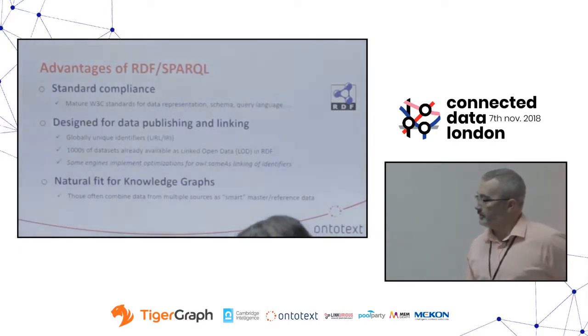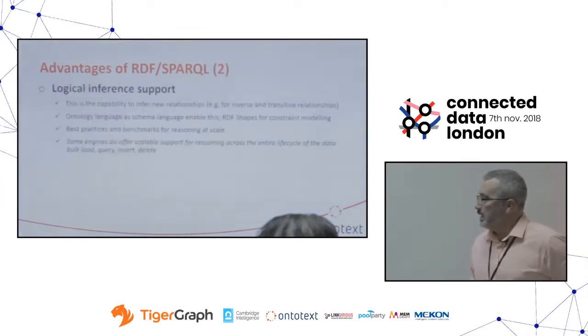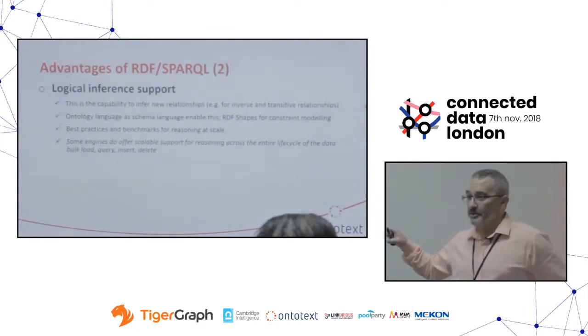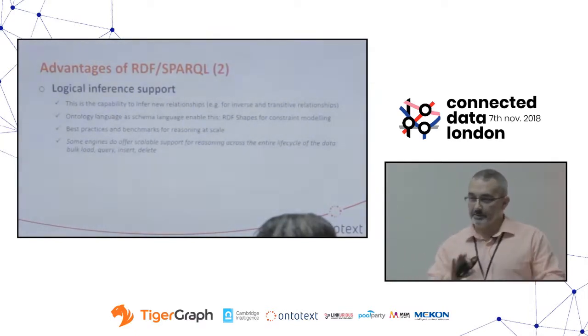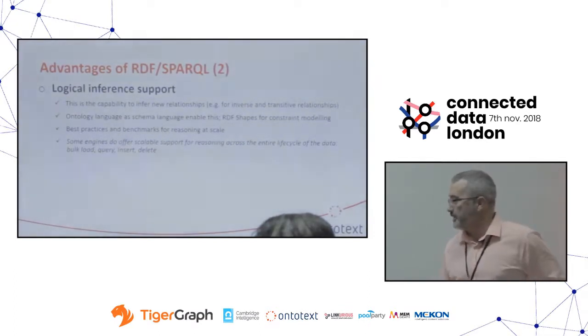Or something else. But these are reference structures, master data, or reference data structures that you want to reuse. At least, I believe that's the prevailing thing. It's not that each graph is a knowledge graph, at least not to my interpretation. And of course, there is logical inference. One should be careful using it because it's quite easy to get into performance issues and complexity issues.